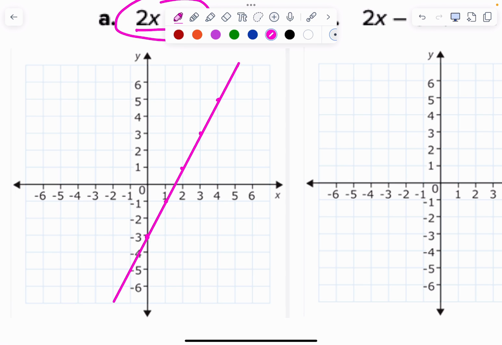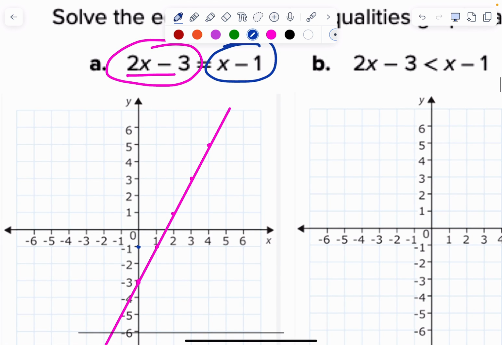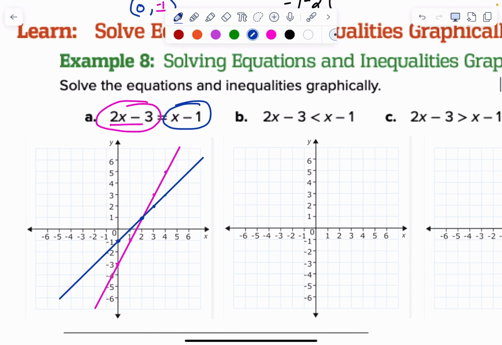That's what the pink guy looks like. Normally, we would solve for x, right? But we're not going to do that, because they want us to do it differently. X minus 1, now I'm going to graph that one. So I start at -1, and I go up 1 over 1, and up 1 over 1, and up 1 over 1, right? And I do that. And then they say solve.